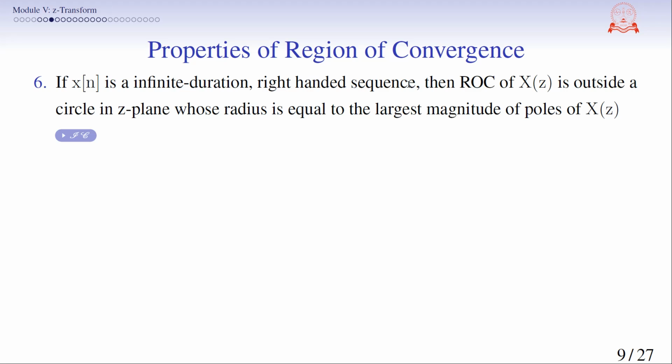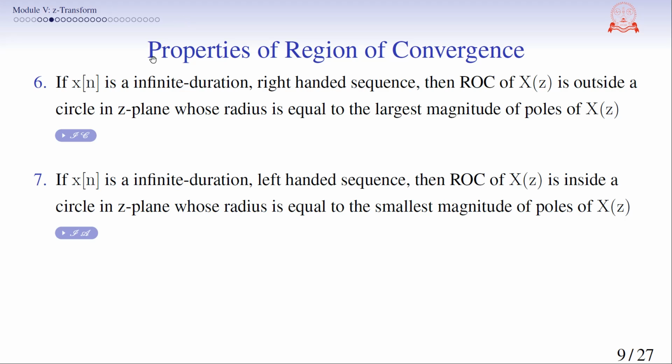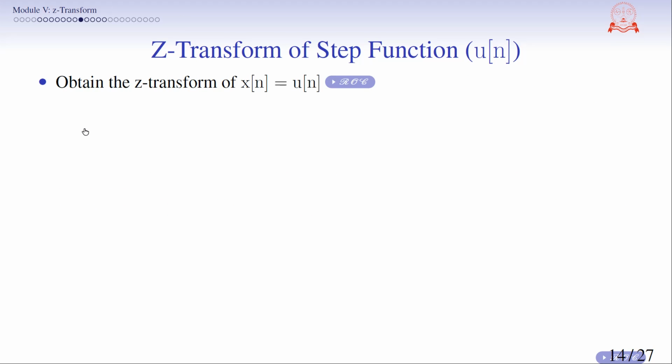Next property: if x(n) is an infinite duration right-handed sequence, that is, my sequence x(n) is an infinite duration causal sequence, then the ROC of X(z) lies outside a circle in the z plane whose radius is equal to the largest magnitude of poles of X(z). Let's take an example to compute the Z transform of x(n) equal to u(n).